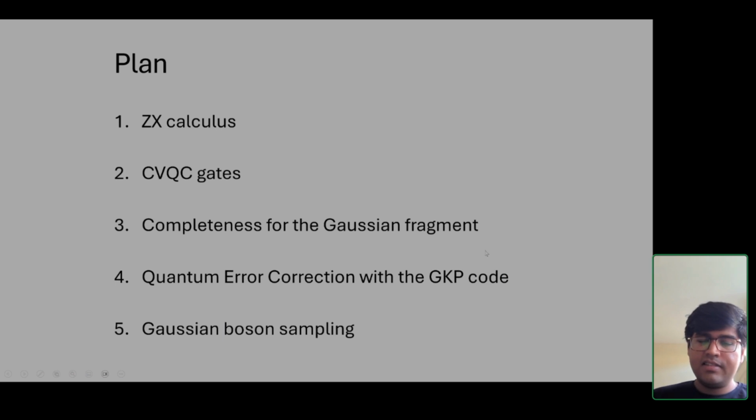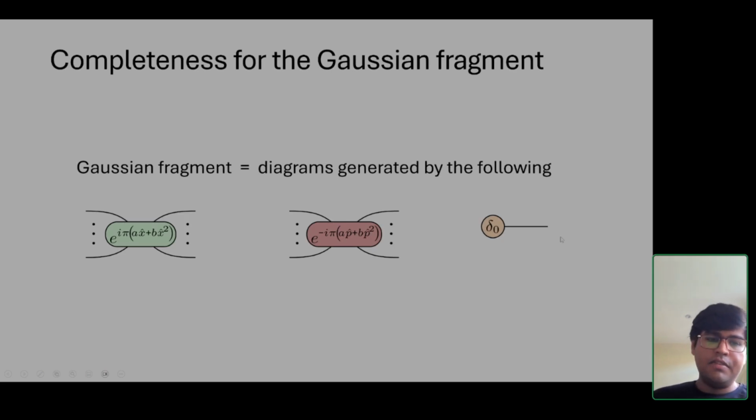We can look at the completeness for this Gaussian fragment. And first of all, what is a Gaussian fragment? So we'll say a Gaussian fragment of our calculus corresponds to diagrams that are generated by these three diagrams. So we have a Z spider, where we can have e to the i pi, a linear part and a quadratic part, so ax plus bx squared. And we will also have the X spider, where we can have ap plus bp squared. So just linear and quadratic parts. Along with this Z and X, we also need to allow for the vacuum state, which is a Gaussian state. And any diagrams that are generated by this is universal for the Gaussian fragment.